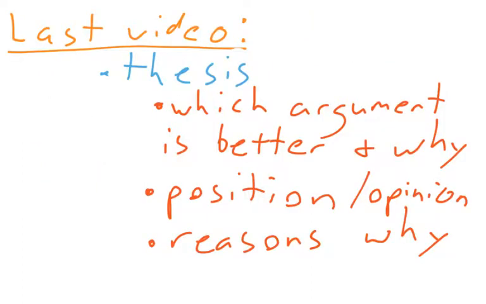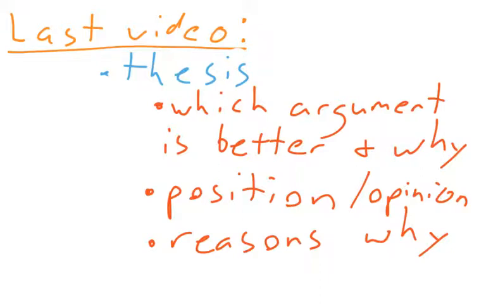Like I said, in our last video, we talked about a thesis statement. Your thesis statement for this type of essay would just be which argument is better and why. Remember, they give you two articles. You have to decide which one you think is a stronger argument or a better argument, and you need to explain why. So you're picking one or the other. Why would you say that one is better or stronger?